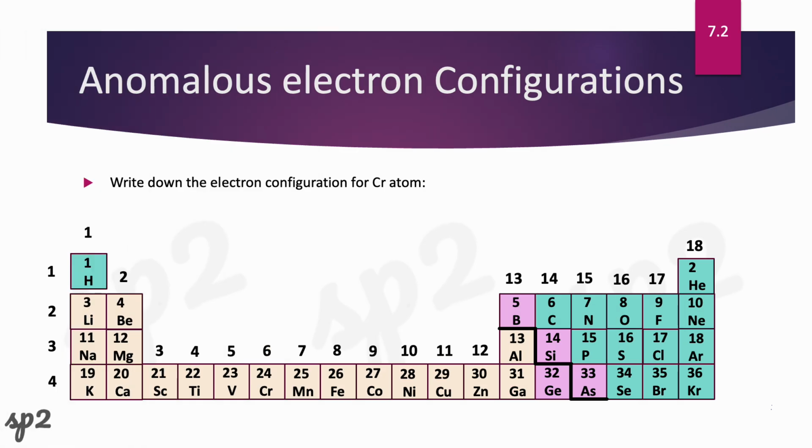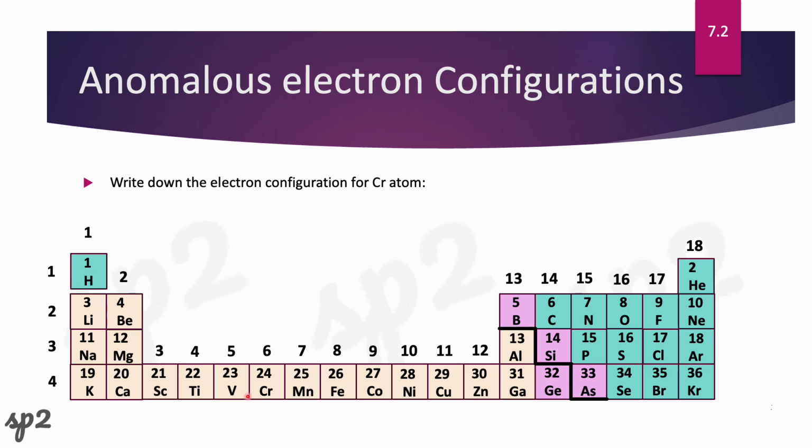Okay, so now we're going to be looking at some of the cases that are unusual. Anomalous electron configurations means that they're not following the rule, okay? They are having a slightly different distribution for the electrons. And the first one, the first exceptional case for us is chromium. So take a look at chromium.